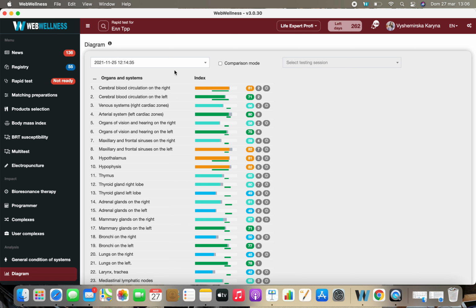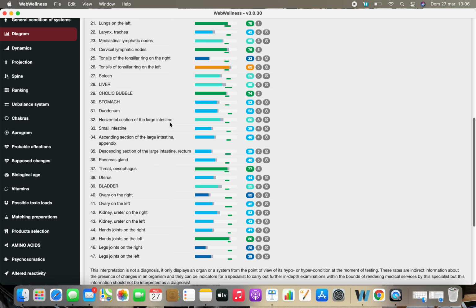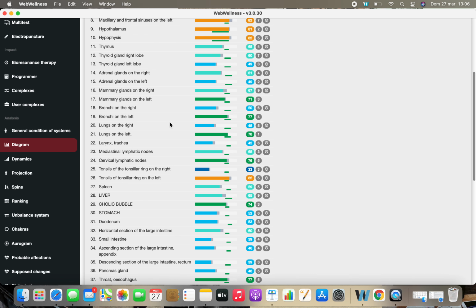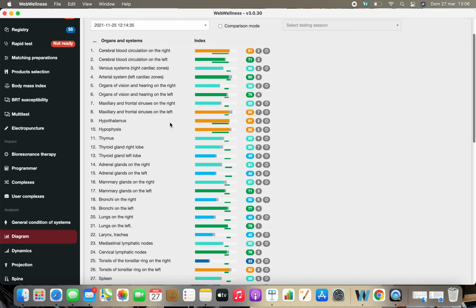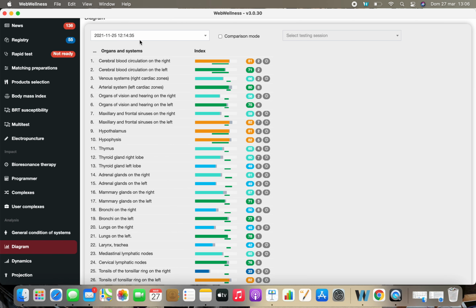In the diagram, we can see already the state of each organ and of the body. Right here, we can see more diversity of the colors. In this video, I will also show you just a simple way to read the results. We can watch all the organs, right, and just pay attention to the colors, where orange color is inflammation.